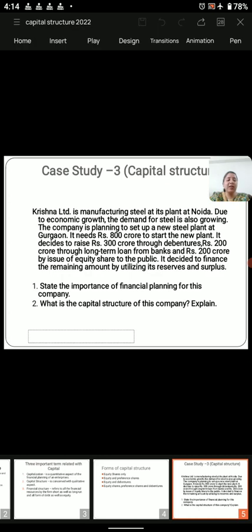It is a very small case study in which nothing is tough, and what is important is the importance of every source. 300 from debentures means that in the market you can issue debentures and easily collect the fund, as investors are buying debentures very easily. 200 from the bank loan means bank loans are easy, government policies are liberal, and banks are providing loans. The rest, 200 crore, from equity shares, and the remainder you already have from your surplus in reserves. So it is a very good, balanced financial planning to frame the capital structure or to raise the fund.